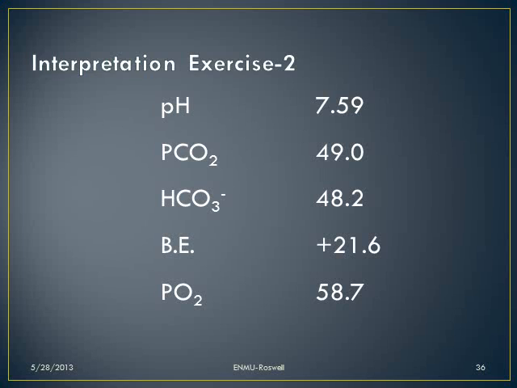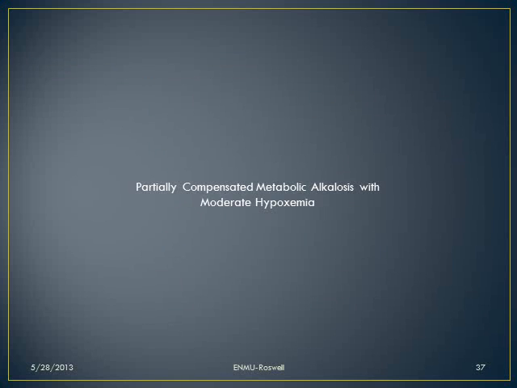CO2 is high, so does it mean it's compensating? It's compensated metabolic alkalosis. What kind of compensation though? Is it fully or partially? Partially, because our pH levels are not normal range. Okay, and our PO2 status is 58.7, so moderate hypoxemia. So we have a partially compensated metabolic alkalosis with moderate hypoxemia.